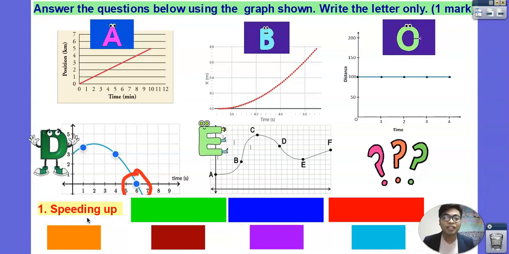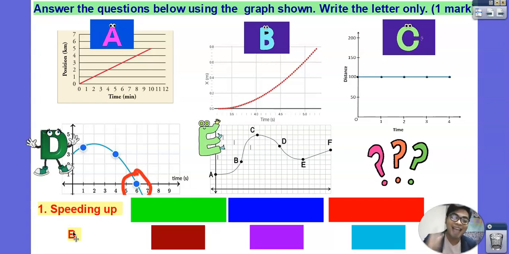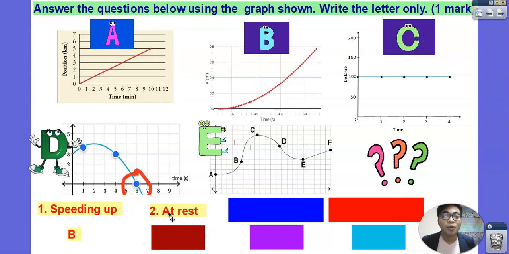Which of the graphs here shows that a moving object is speeding up? Is it A, B, C, D, or E? Let me check your answer. If your answer is B, you are correct. That's 1 mark. Let's take a look at the second question. Which of the graphs here shows that a moving object is at rest? Which do you think?